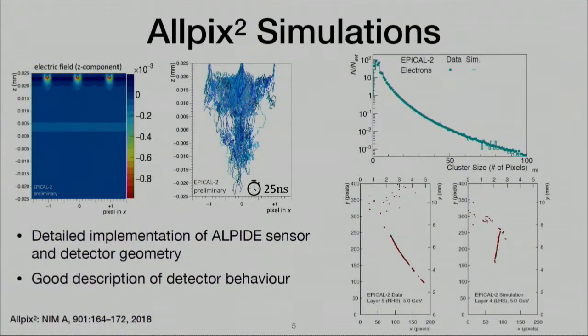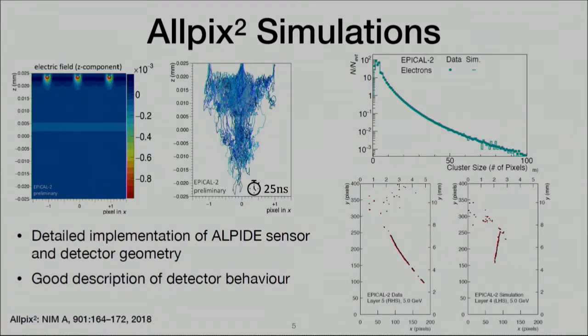And you can see also here two examples of how nicely we can describe the behavior of the detector. So this is the cluster size distribution. As you see, from all the charge tracks in the calorimeter, the data points are really measured, and the histogram is a simulation with this package. You see that down to very many orders of magnitude, this is very nicely described by the simulation.